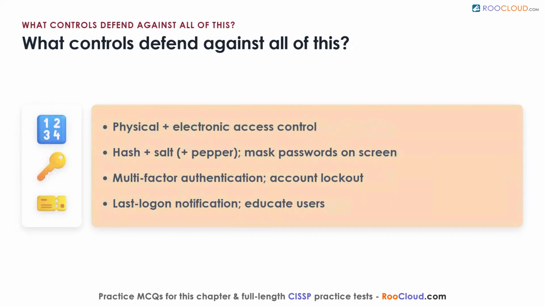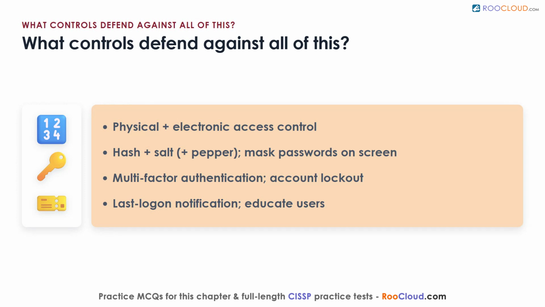Now the payoff. What is the practical checklist of controls that defends against all of this? A layered set of measures, each closing a specific door. Control physical access, because an attacker at the console can steal the password file outright. Tightly control and monitor electronic access to sensitive files, especially the databases that hold credentials. Hash and salt passwords, and consider a pepper to make stolen hashes brutal to crack. Mask passwords on screen to blunt shoulder surfing.